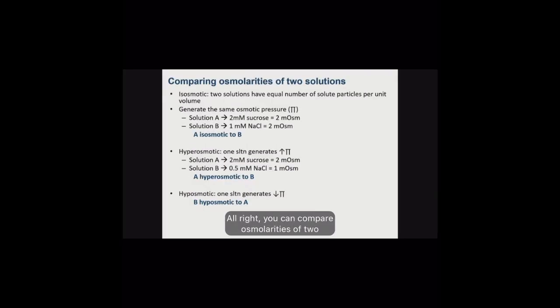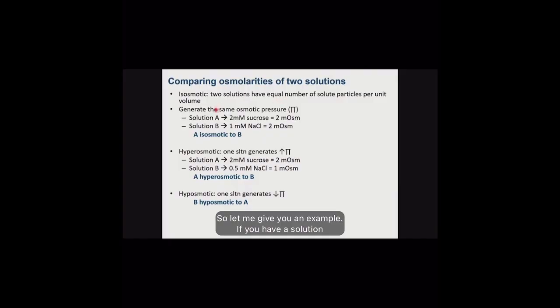All right, you can compare osmolarities of two solutions, okay? You can look at the two solutions, calculate the osmolarity or convert from millimolar to milliosmolar, and compare the osmolarity of the two solutions. Isosmotic solutions, iso means the same. Osmotic refers to osmolarity. So isosmotic solutions is when the two solutions have equal number of solute particles per volume. Remember, it's the number of solute particles per volume. Okay? So let me give you an example.